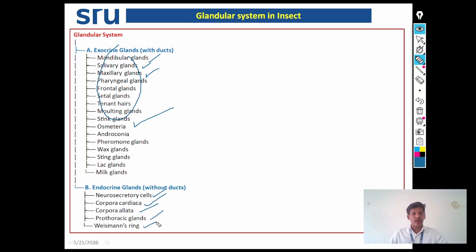They do not have ducts in them. They release their secretion directly into the blood, that is, the hemolymph of the insect. That hemolymph carries their secretion throughout the insect body.